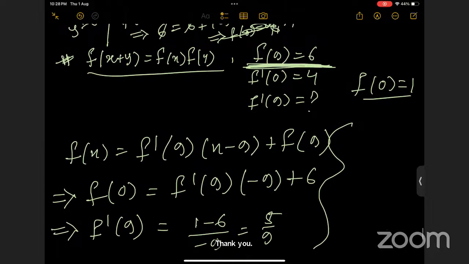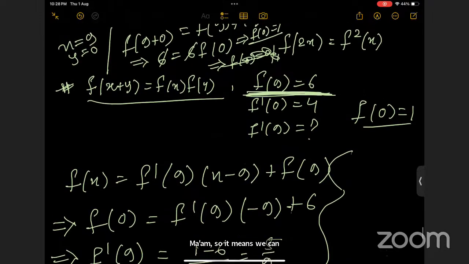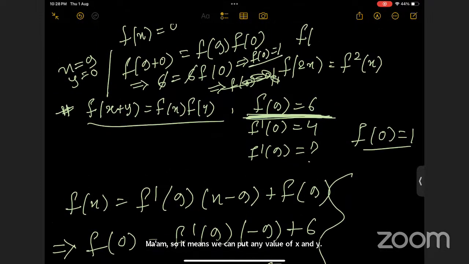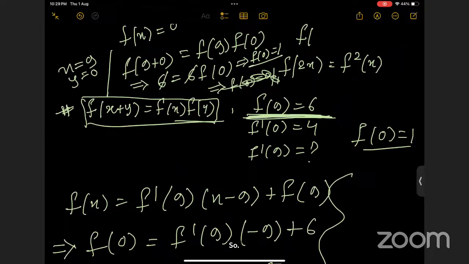Ma'am, so it means we can put any value of x and y, because it should satisfy it. What is given in our question is that if we satisfy this condition for any x, y belonging to the real numbers, then for any real number, f should satisfy this condition. It was given in the question that it is defined for real numbers; x and y can be any real number.